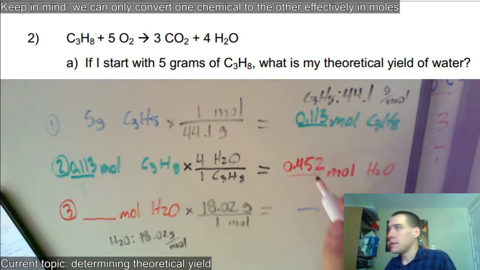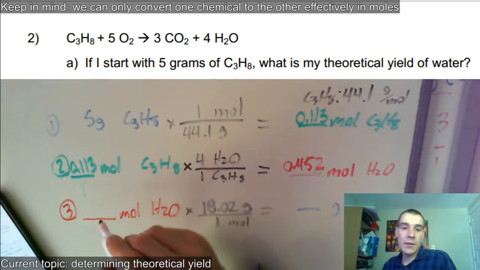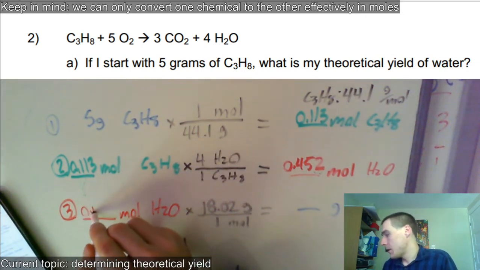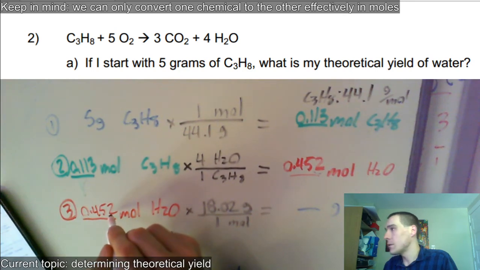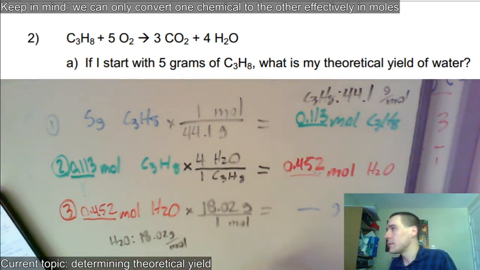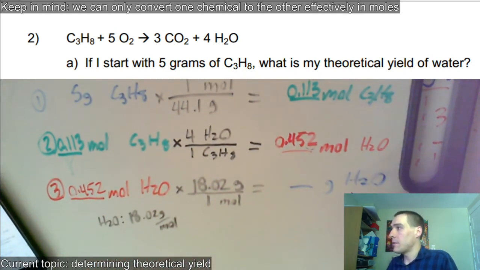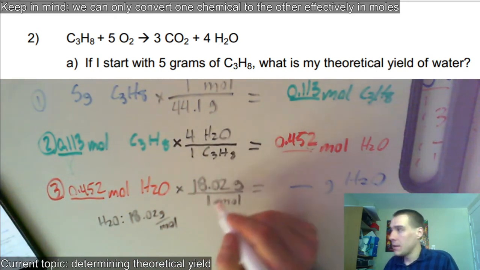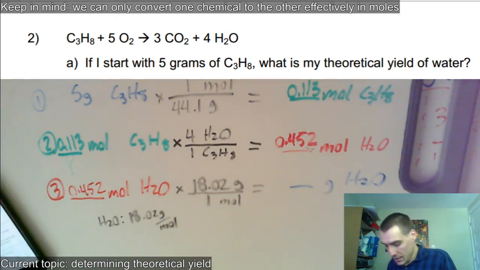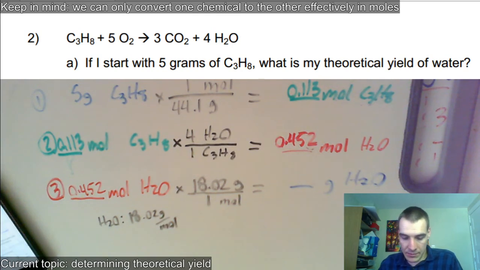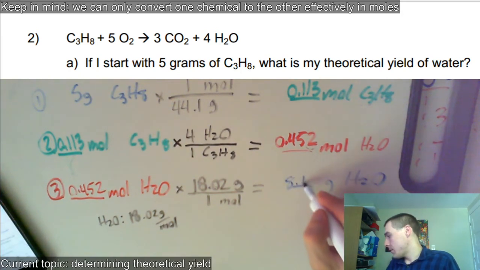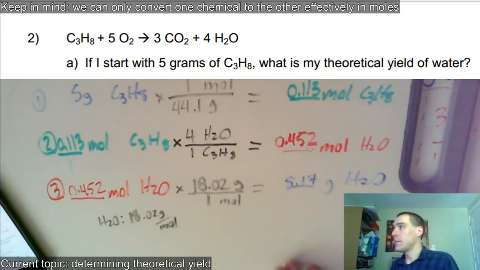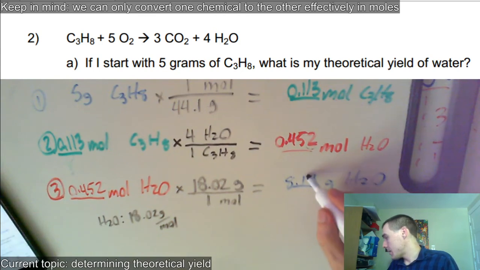Now that is the start of our third conversion. 0.452 moles of H2O, and I want my grams of H2O. I've already worked out what I'm going to do there, multiplying it by 18.02. So times 18.02, and I get 8.17 grams of H2O.